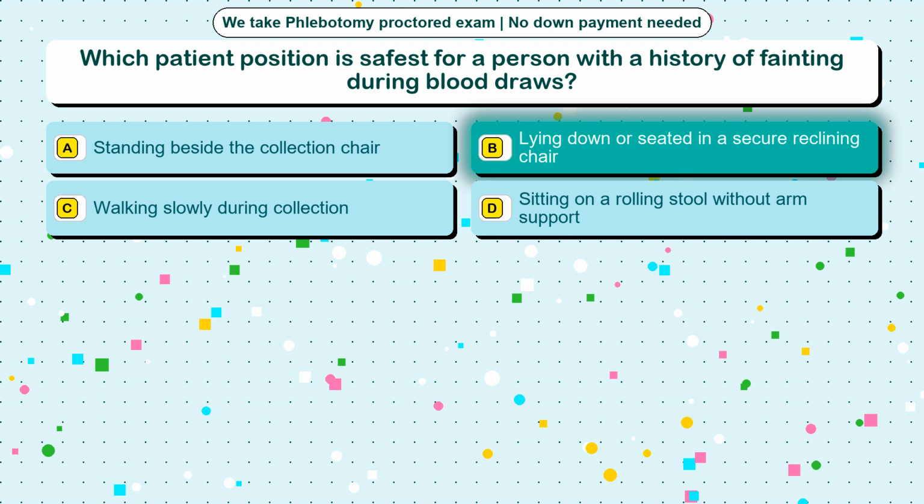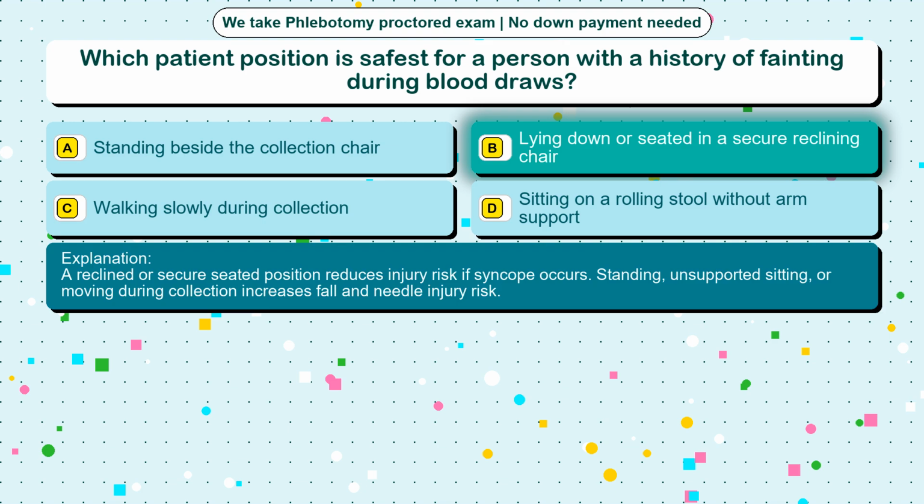The correct answer is option B, lying down or seated in a secure reclining chair. A reclined or secure seated position reduces injury risk if syncope occurs. Standing, unsupported sitting, or moving during collection increases fall and needle injury risk.